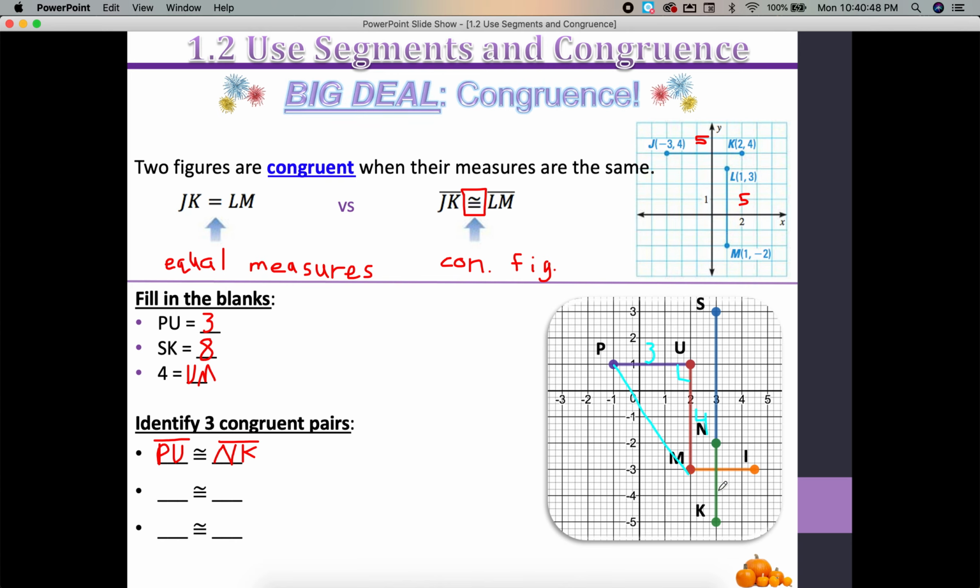And if I want to know what the measure of PM is, segment PM, I could use the Pythagorean theorem. 3 squared plus 4 squared equals PM squared. 3 squared plus 4 squared is 25. If PM squared is 25, then PM equals the square root of 25, which is 5. This is a famous right triangle. This is the 3, 4, 5, because 3 squared plus 4 squared equals 5 squared. So if PM is 5, and SN is also equal to 5, that one's easy, we can just count it, then that means that segment PM is congruent to SN.